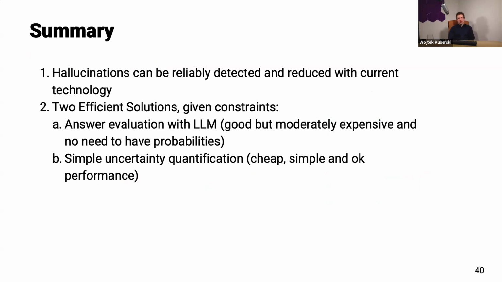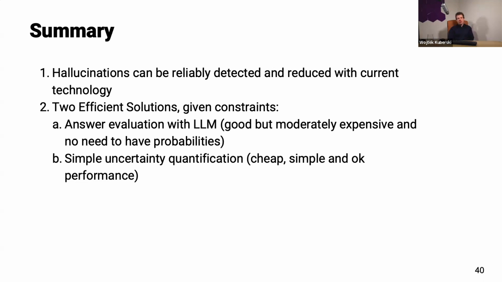So now we're almost done. Let's just summarize what we learned today. So first of all, hallucinations can be reasonably reliably detected and reduced with current technology. We already have technology for that. Of course, the state of the art is evolving really, really fast, but there are already solutions that are quite promising. And then in terms of solutions that are actually potentially working, we have answer evaluation with an LLM, when we just directly ask another LLM to evaluate whether a given answer contains hallucinations or not, which is very good.